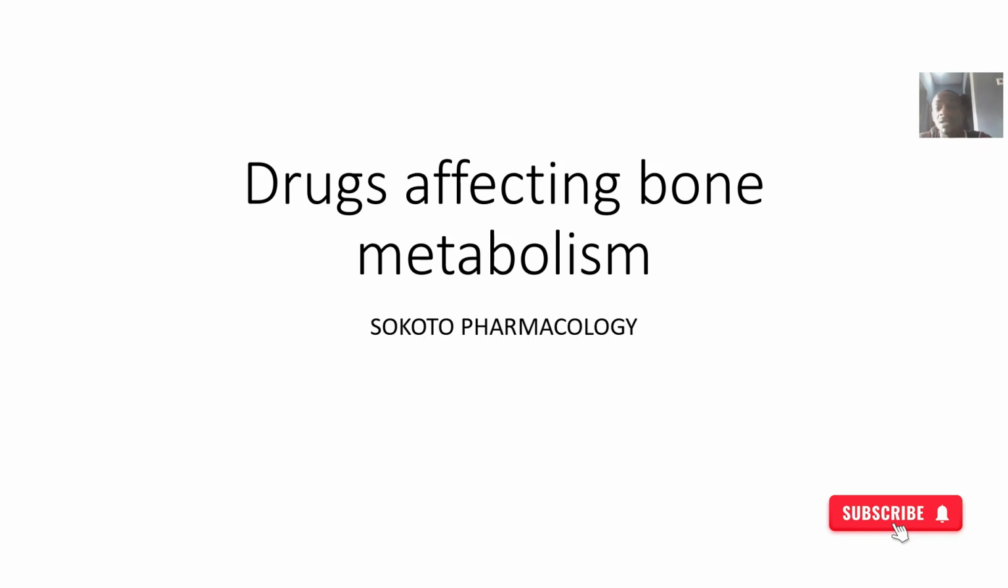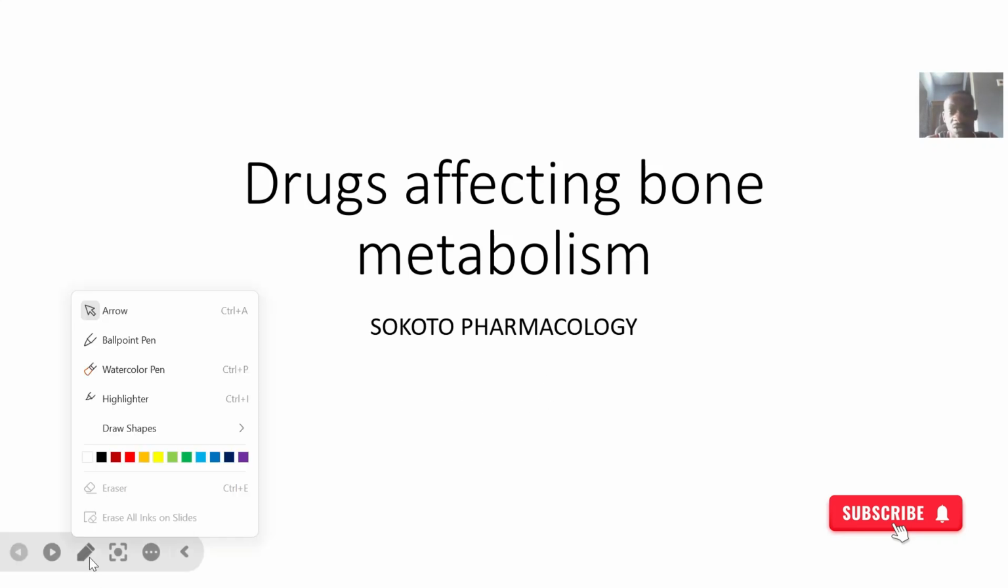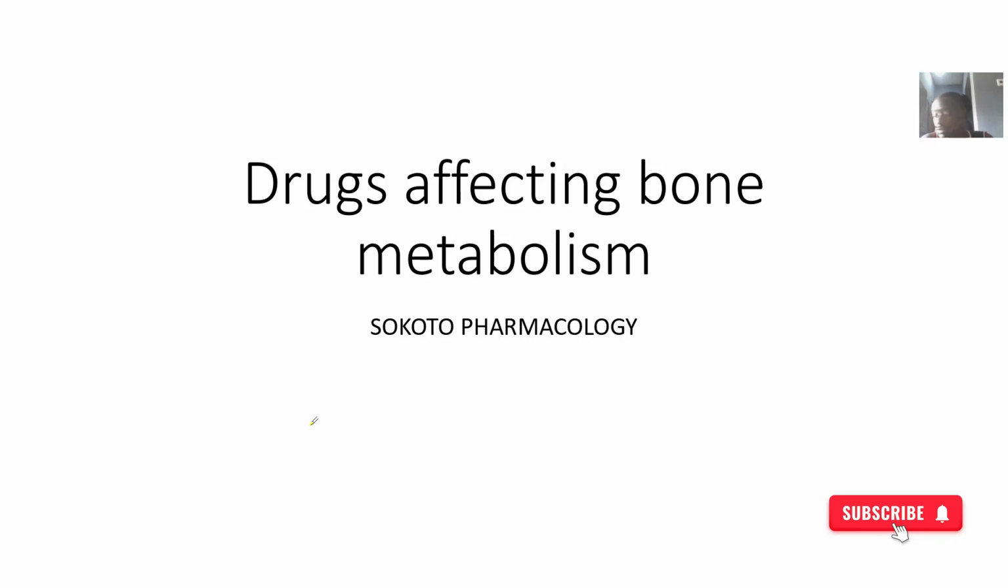Now I want to look at a classification of drugs. These are a set of drugs that, when you give them in the body, affect bone metabolism. So what is bone metabolism? Formation of bone or breaking down of bone. Do you understand? So what are the examples of drugs that could actually affect these various processes?